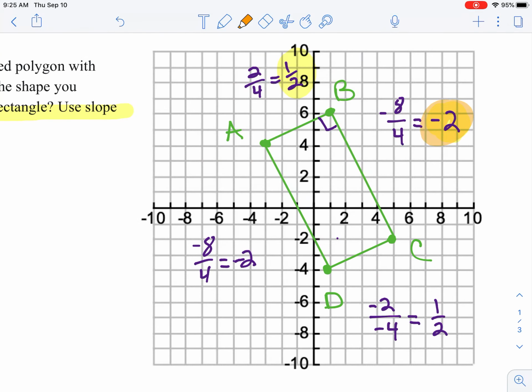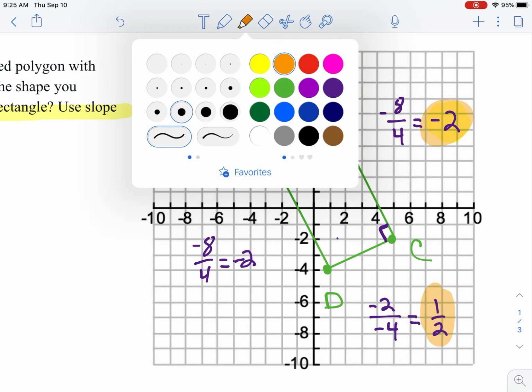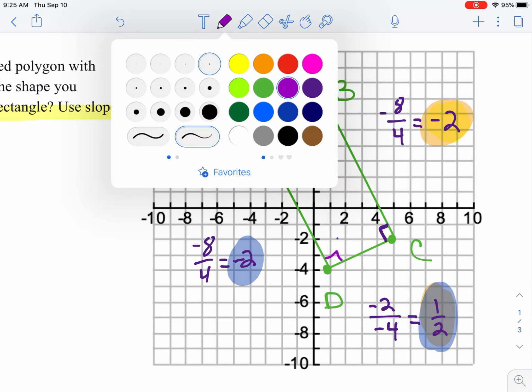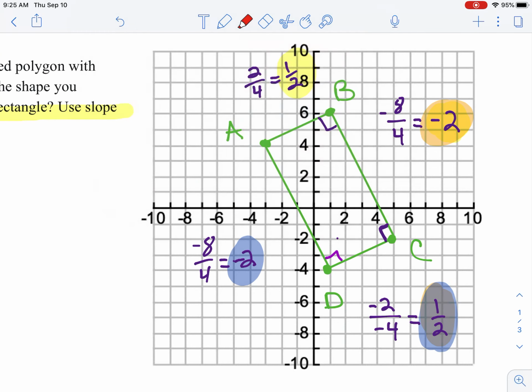So now we're looking at BC and DC. Are those opposite reciprocals to each other? They have different signs, and then they flip the fraction. So once again, yes, we've proven that these two lines must be perpendicular to each other, therefore creating a right angle. And then if you continue to go around, we have 1/2 and then a negative 2. Those are opposite reciprocals, so they must be perpendicular as well. And then you will compare the last set we have here, which is your negative 2 and your positive 1/2. And yes, those are opposite reciprocals, so these two lines must be perpendicular to each other, so they must be right angles.